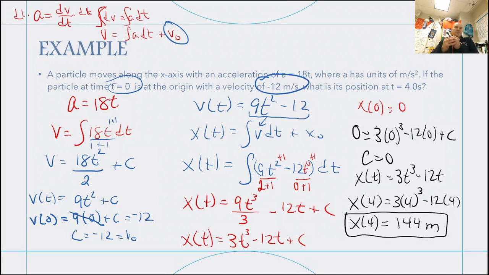Even though it starts moving with a negative velocity, at some point in time this acceleration has caused it to stop and move the other direction. So that's the position, or displacement, velocity, acceleration topic. In the next video, we're going to talk about different ways to represent motion.